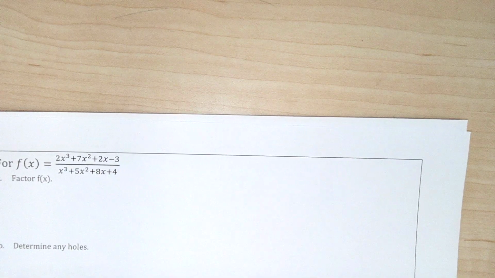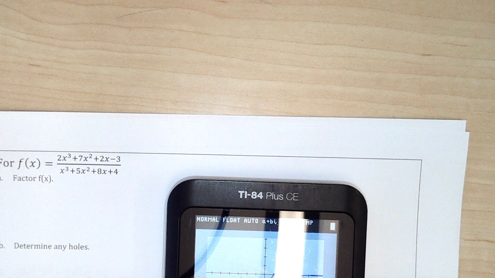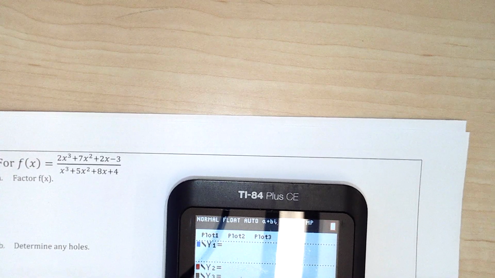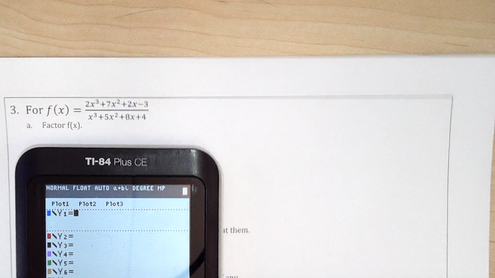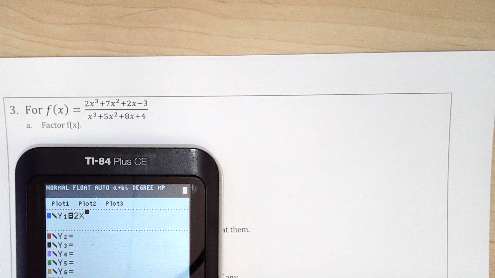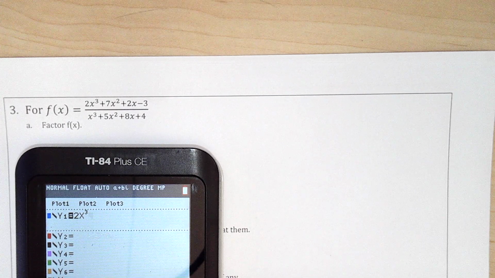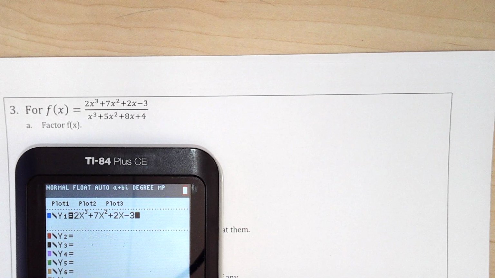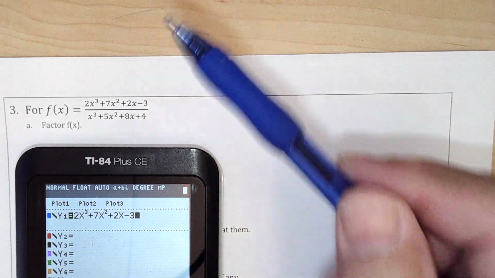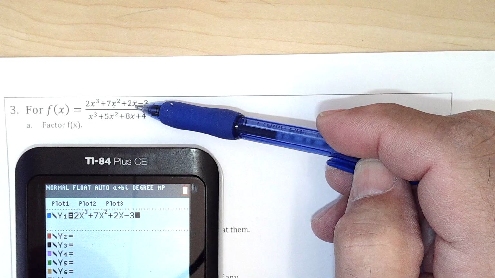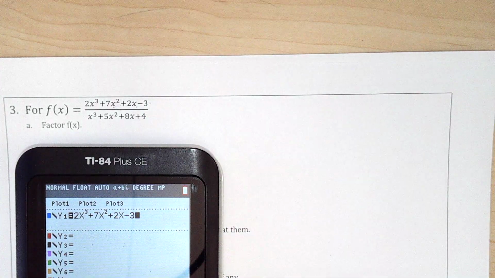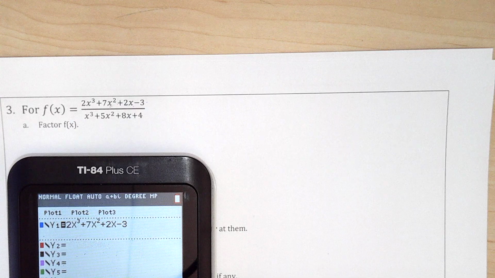Number 2. All right, to do this one, we need to type in the numerator so we can factor. So it's 2x to the third plus 7x squared plus 2x minus 3. Make sure I've typed it right. 2x to the third plus 7x squared plus 2x minus 3. Yes. All right, so I'm going to graph that.